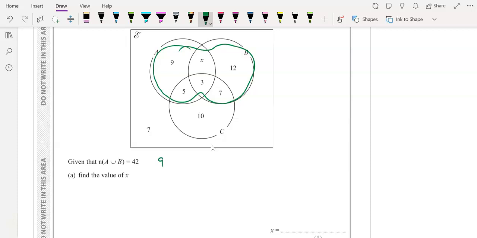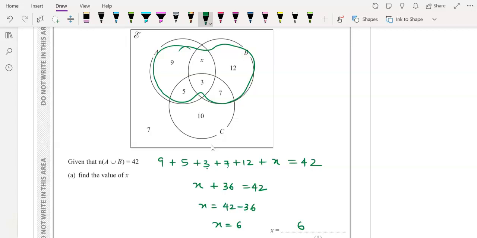So we have 9 plus 5 plus 3 plus 7 plus 12 plus X equals 42. So this is 10, 20, 22, 31, 36. So X plus 36 equals 42. Subtract 36, 42 minus 36. So you get the value of X is 6. So this value here is 6.